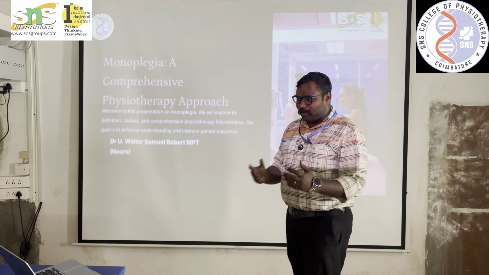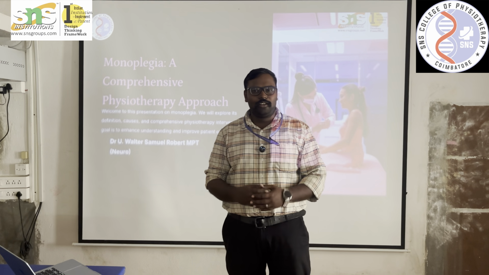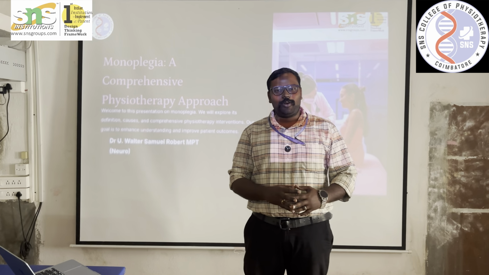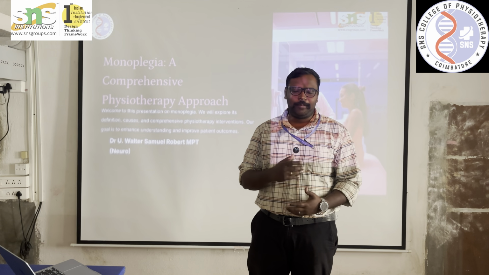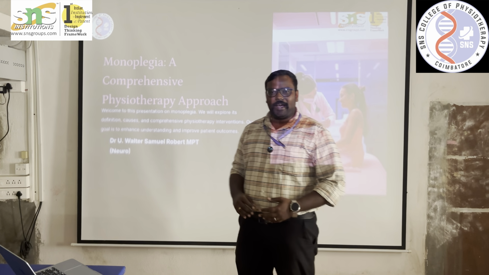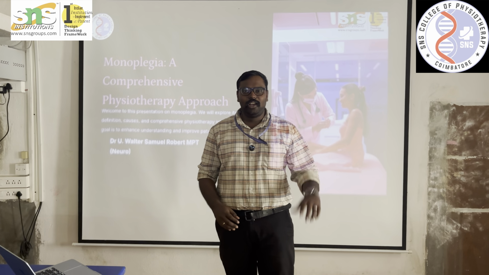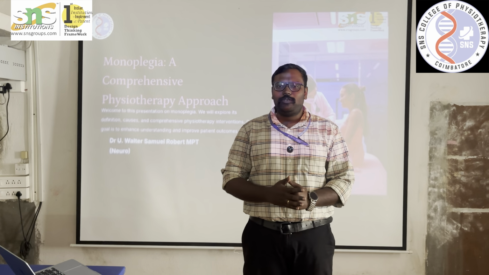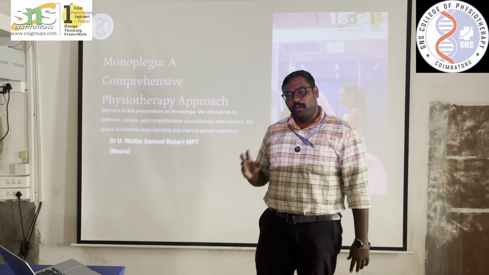Okay, so you might have seen the other YouTube videos regarding all the neuro conditions, and today also we are going to see a new condition based on the plegia. So what is plegia? I'll explain in simple, that is paralysis. So what is the other name for paralysis? Paralysis means it is the weakness. Okay, now what is monoplegia? So it will be affecting any one of the limb.